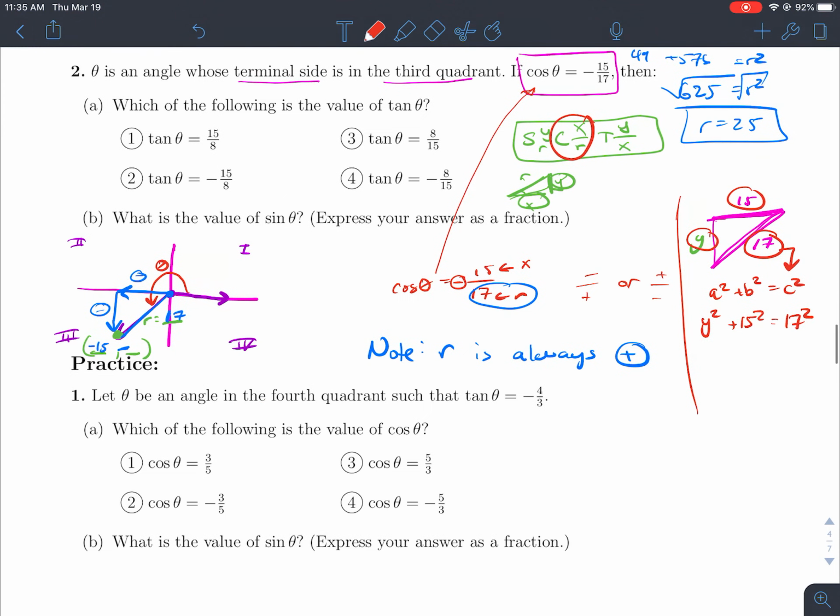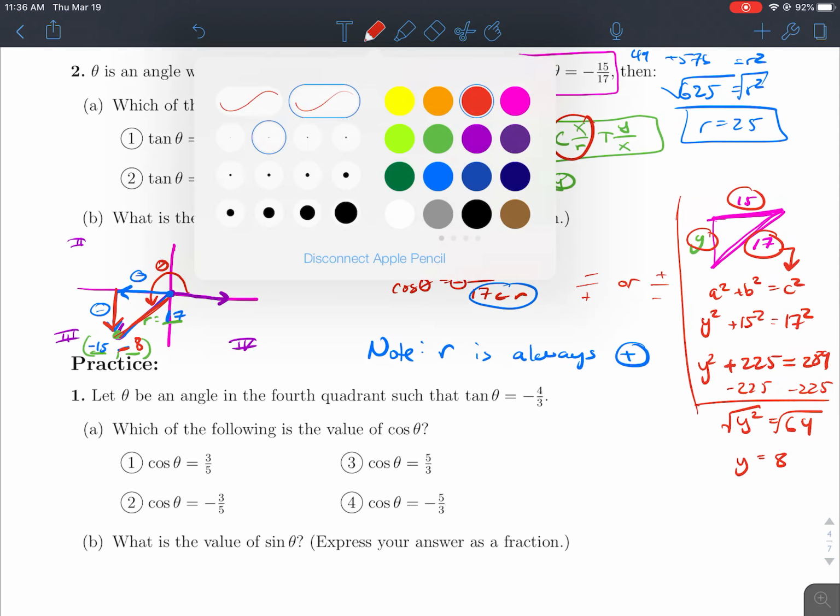And this is another common one that I happen to have memorized. So y squared, and then on your calculator, 225 equals 17 squared is 289. Subtracting these gives you y squared equals 64. And taking the square root of both sides gives you y equals 8. So you're tempted to put 8 here as your coordinate, but remember, because we're in the third quadrant, it means your y-coordinate is going down, so it must be negative 8.